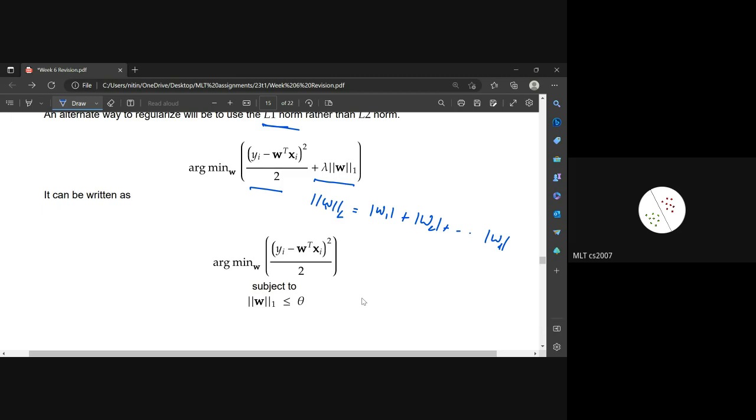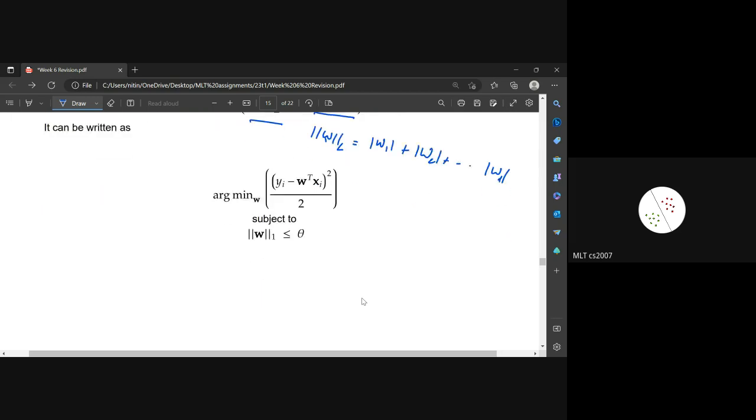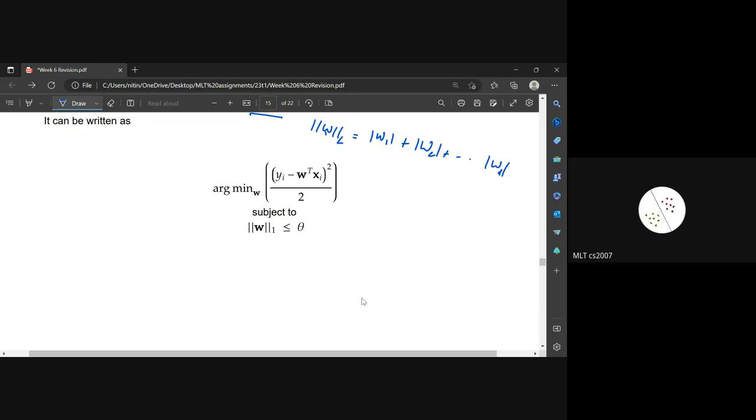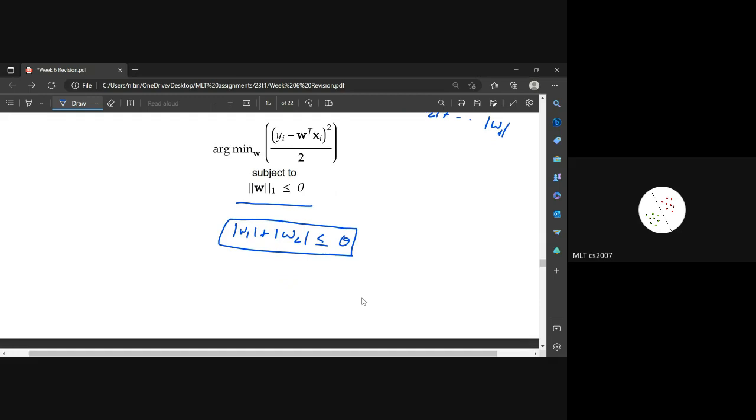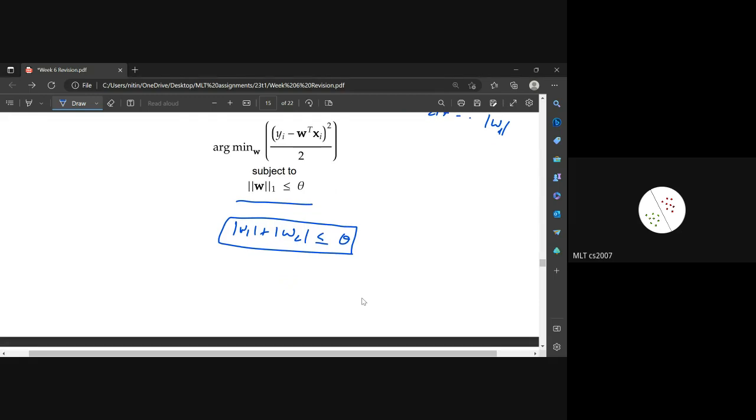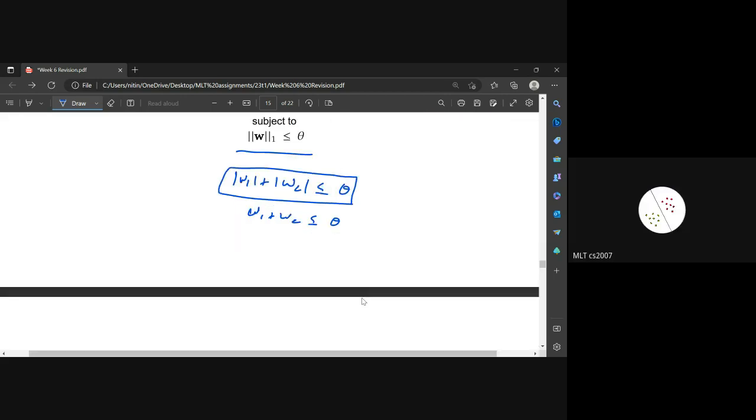This particular formulation can be rewritten in this form. If you solve this, it is something like mod of W1 plus mod of W2 is less than or equal to theta. So how does this region look like? It's a diamond, some kind of a square.